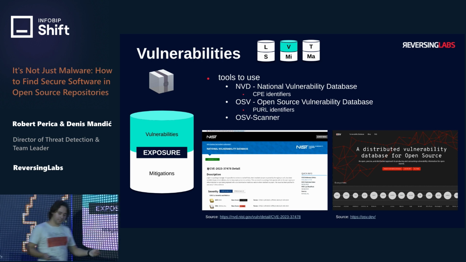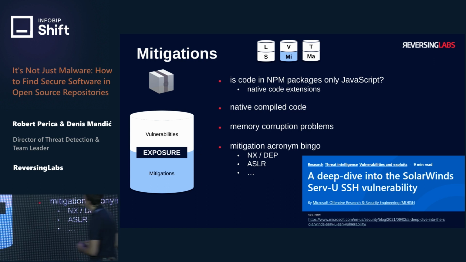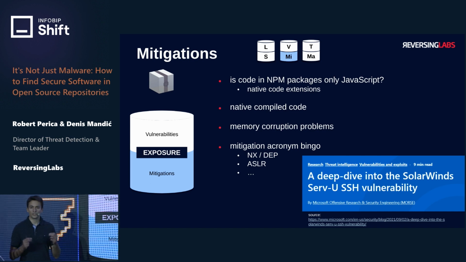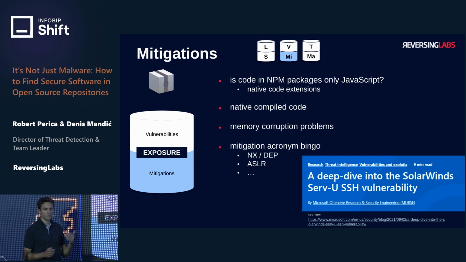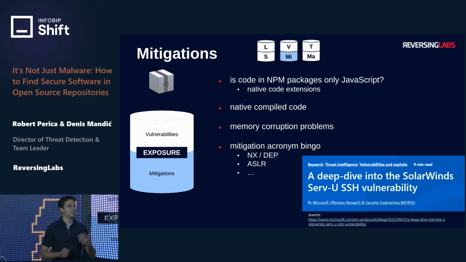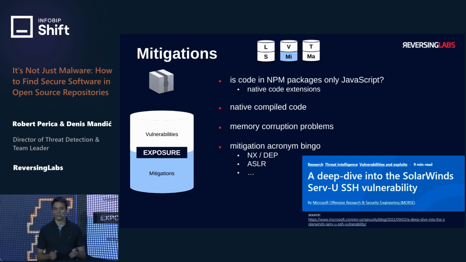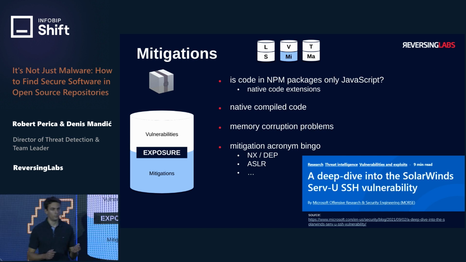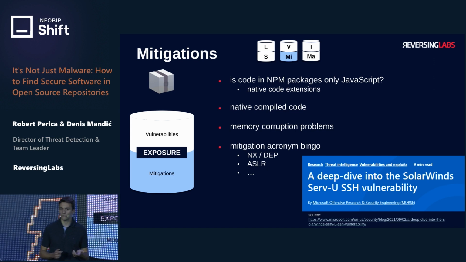And the flip side of the exposure vertical is mitigations. So, mitigations. We've said they are security mechanisms designed to lessen the likelihood of vulnerabilities being exploited. Now, you might say, but I'm a web developer. I'm only concerned about XSS, SQL injection, and all that web stuff. But are you sure that you're only using JavaScript, for example? Are you sure that code on NPM is only JavaScript?